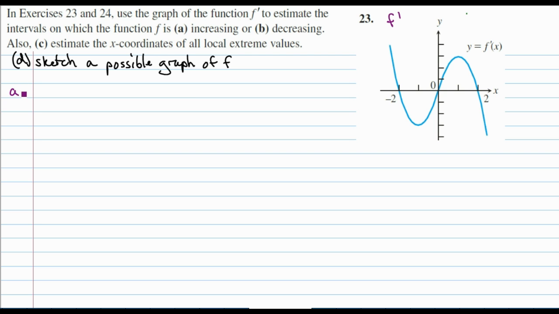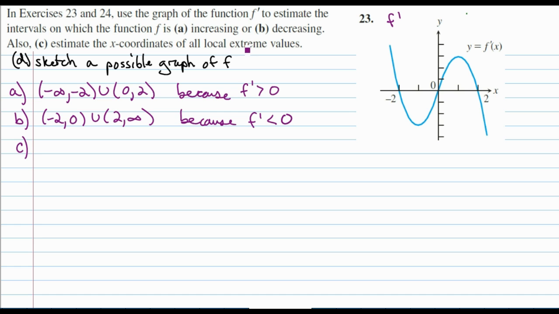Okay, so a, when f is increasing, f prime is going to be positive. So that's going to be -infinity to -2. And then again from 0 to +2, and that's it. Part B, when is f going to decrease? Well, that's when f prime is below the x-axis or negative, so between -2 and 0, and then from 2 to infinity.